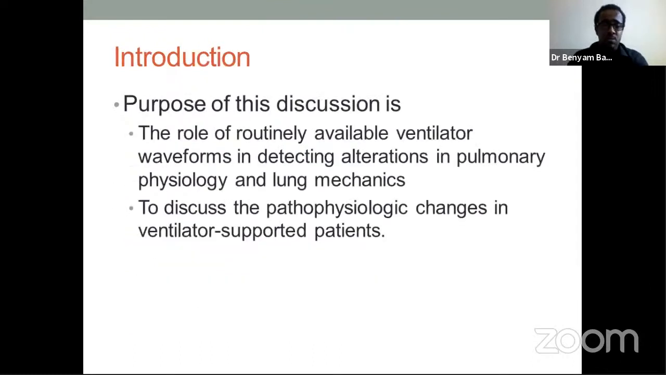So as an introduction, the purpose of this discussion is to know the routinely available ventilator waveforms so that we'll be able to detect any alteration in pulmonary physiology or lung mechanics, and to discuss the pathophysiologic changes of ventilator-supported patients while they are on mechanical ventilators.